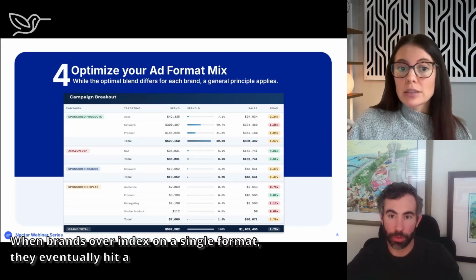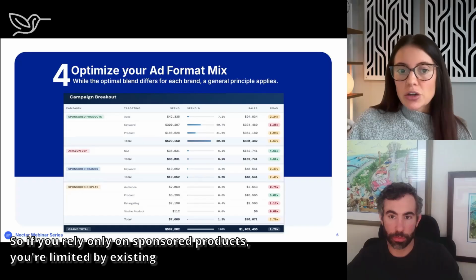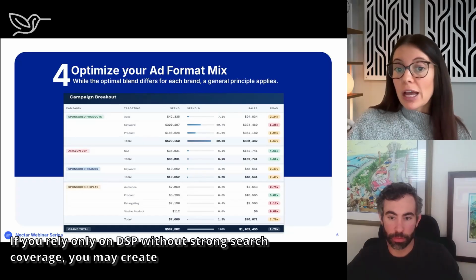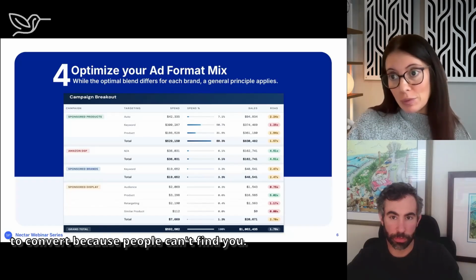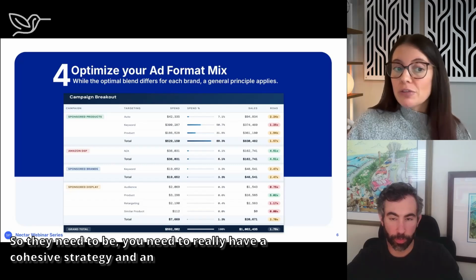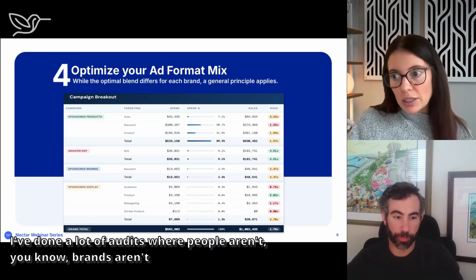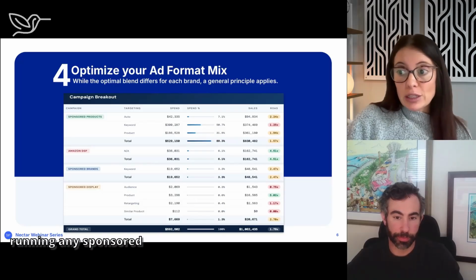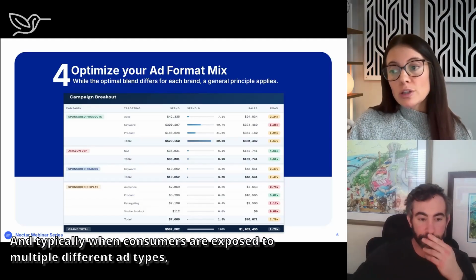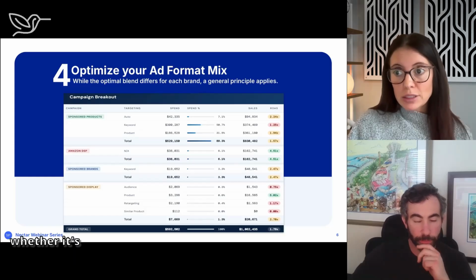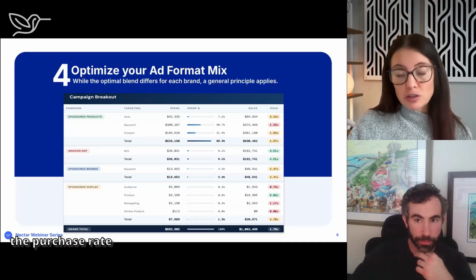When brands over-index on a single format, they eventually hit a ceiling. So if you rely only on sponsored products, you're limited by existing search volume. If you rely only on DSP without strong search coverage, you may create awareness but fail to convert because people can't find you. So you need to really have a cohesive strategy and an ideal marketing mix. I've done a lot of audits where brands aren't running any sponsored brands or any sponsored display. And typically when consumers are exposed to multiple different ad types, whether it's sponsored display and sponsored products or sponsored products and DSP, the purchase rate is higher.